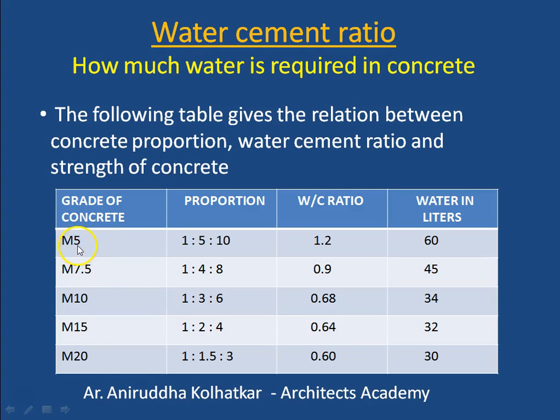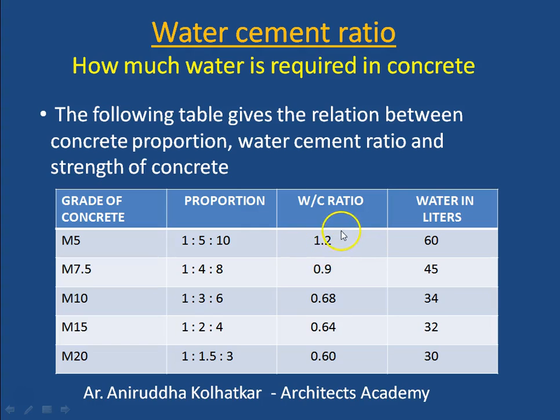The numbers 5, 7.5, 10, 15, 20 indicate the compressive strength of concrete in newtons per millimeter square after 28 days after casting the concrete. So to produce M5 concrete, you need to have a proportion which is 1:5:10, which means 1 part of cement, 5 parts of sand, and 10 parts of coarse aggregate. You need to maintain a water cement ratio of 1.5.